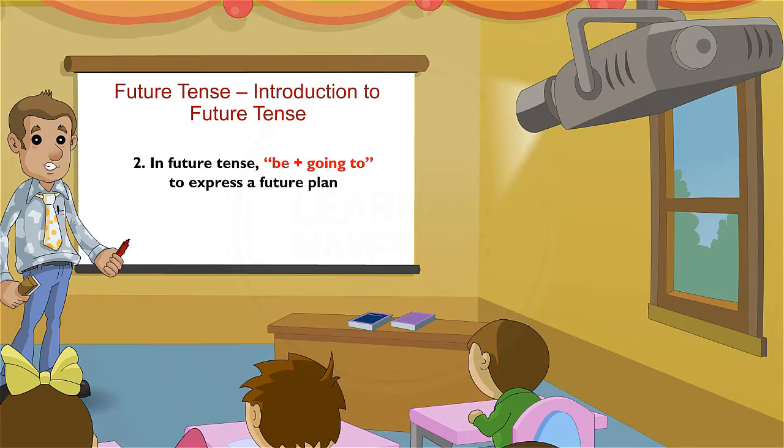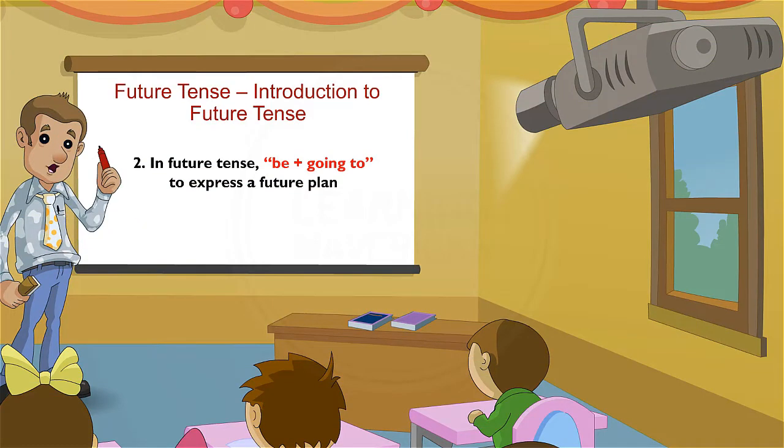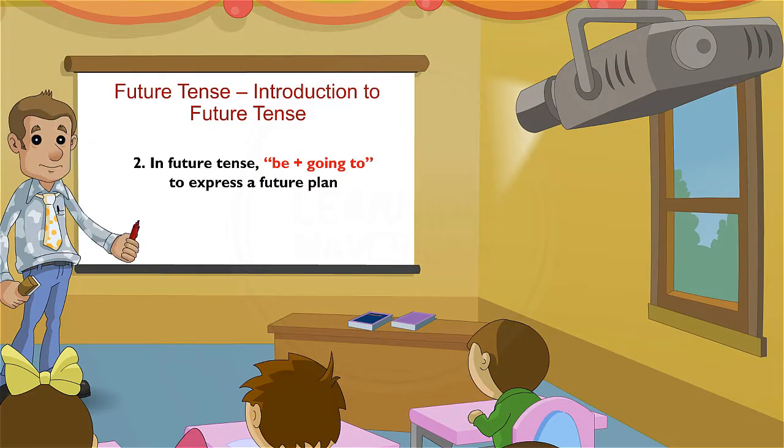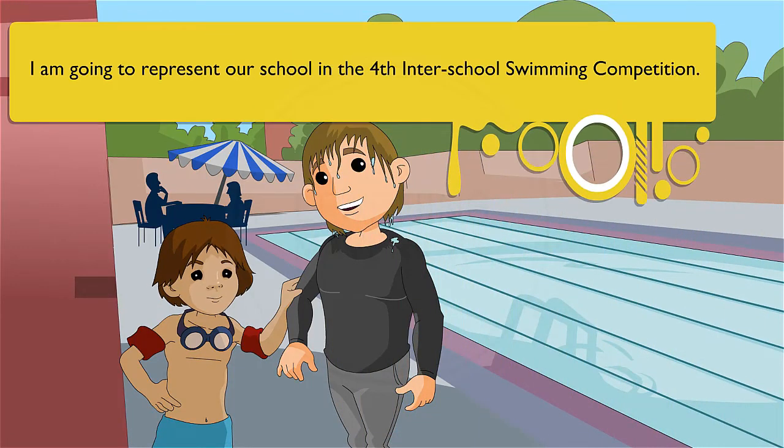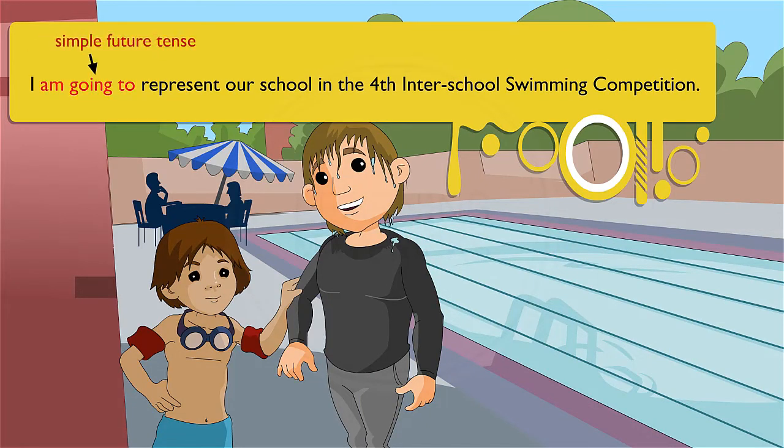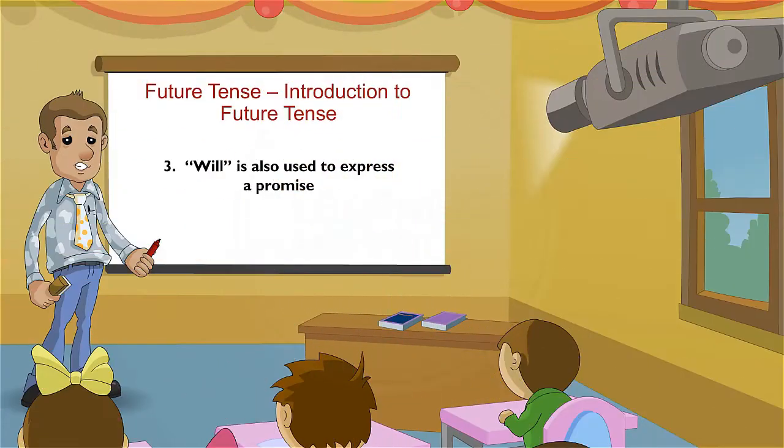In future tense, be plus going to is used to express a future plan. For example, I'm going to represent our school in the 4th inter-school swimming competition. In this sentence, be plus going to is used to express a future plan, representing our school in the 4th inter-school swimming competition. Will is also used to express a promise.